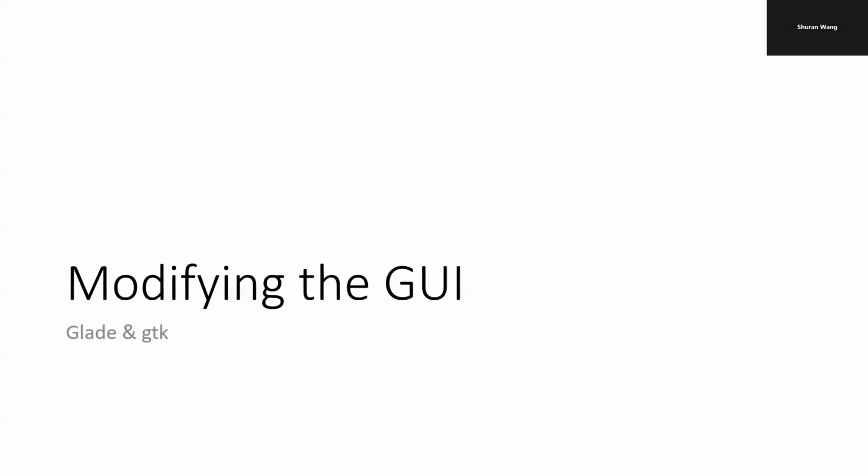So this week's tutorial, we have two parts. The first part is on how to modify the graphical user interface using Glade. And the second part is on how to profile your performance to see where time goes while your program is running, essentially. Let's start with Glade and GTK.